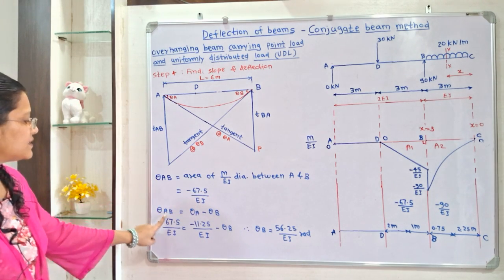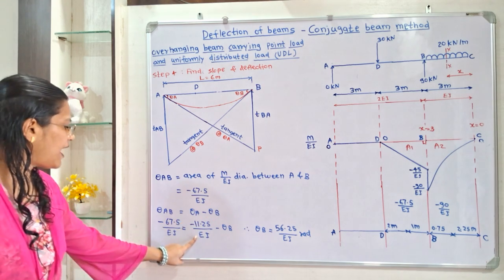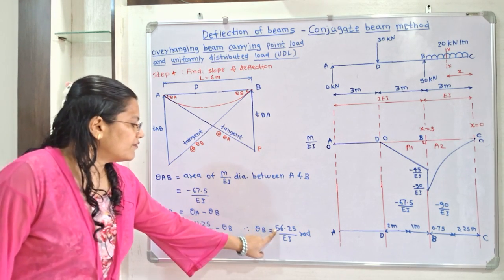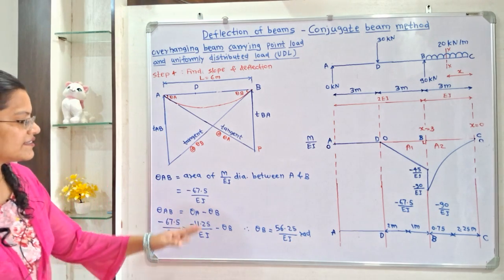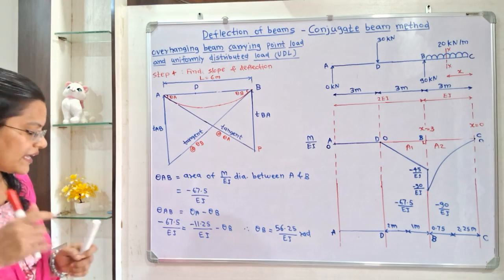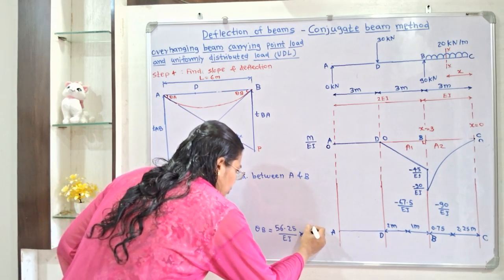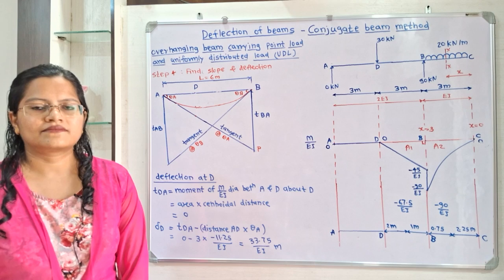So theta AB is equal to theta A minus theta B. Now when we put the value of this theta A, then we will get theta B, 56.25 by EI radians. Now here is the positive sign, so we can say that this slope is in the clockwise direction.